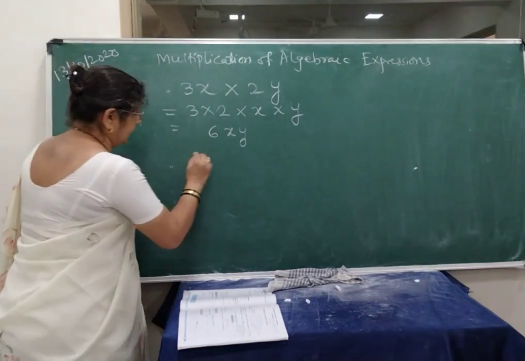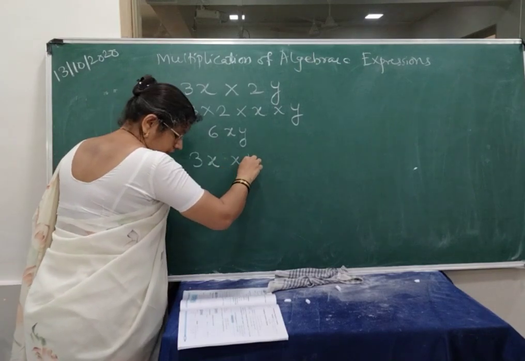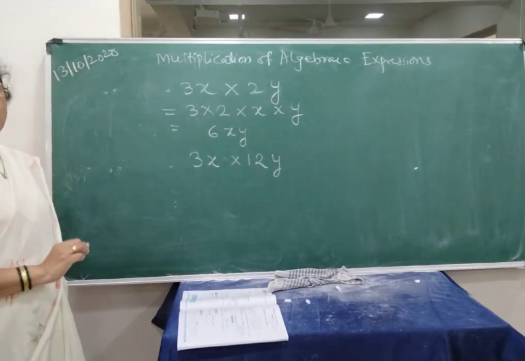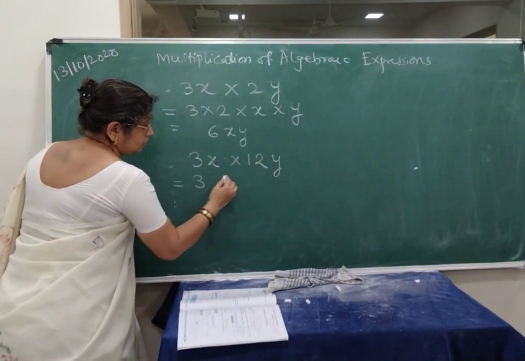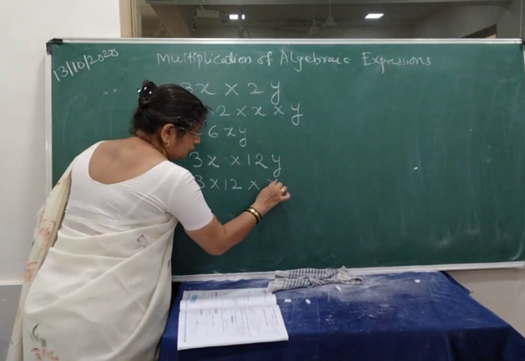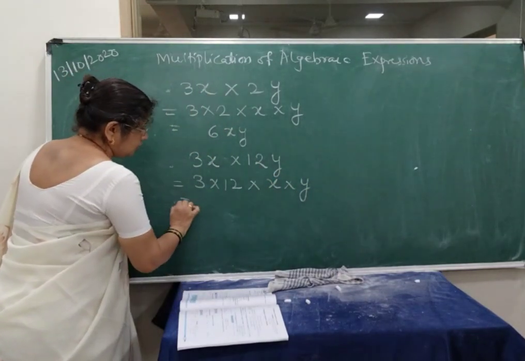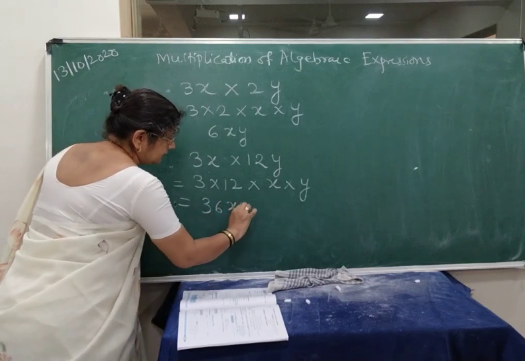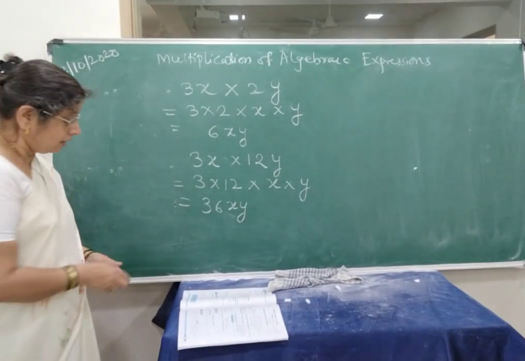One more example we will take: 3x into 12y. How will you do it? First we will take the coefficients, 3 into 12. Then we will write the variable of the first monomial, that is x. Then we will take y. So 12 3s are 36, 36xy. This is how the multiplication is done.